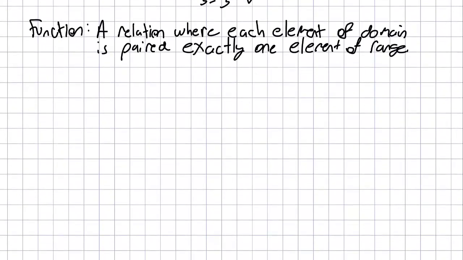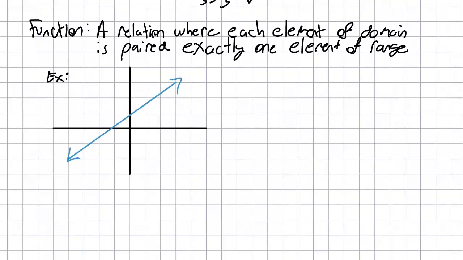So here's an example in terms of what a graph will look like of a function and not a function. Let's say you have a graph like this, and you had a line going through it this way. This is a function. Every x coordinate has one y coordinate.